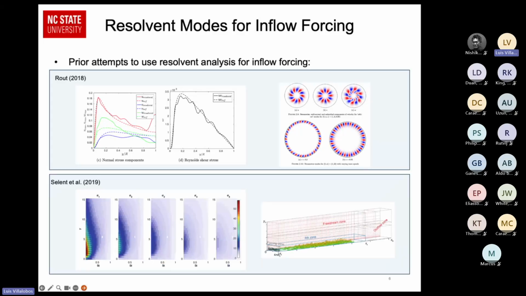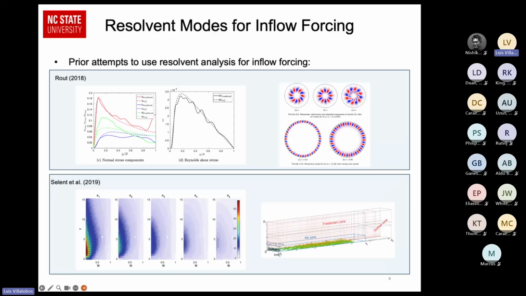Another person who did resolvent inflow forcing was Solent, 2019. They found a longer development length than similar methods like the synthetic eddy method, but they had a sort of systematized way for picking which modes to use. So in spectral space, they would plot out the gains of the modes, and they would select modes that had a high gain, which are shown in the red in the contours.